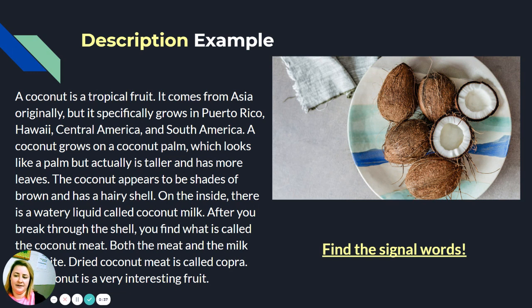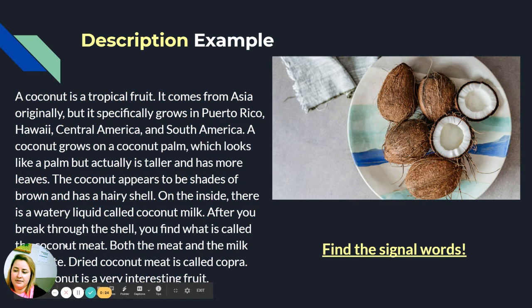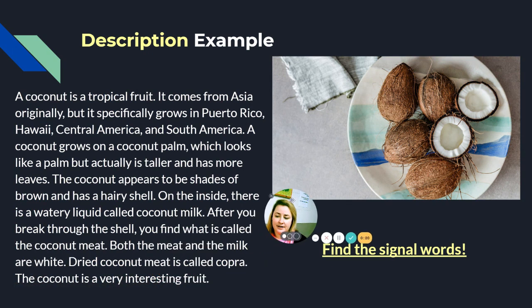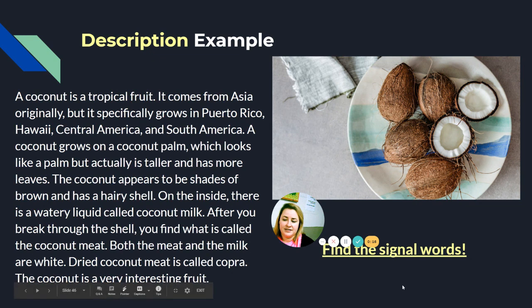The coconut appears to be shades of brown and has a hairy shell. On the inside, there is a watery liquid called coconut milk. After you break through the shell, you find what is called the coconut meat. Both the meat and the milk are white. Dried coconut meat is called copra. The coconut is a very interesting fruit.